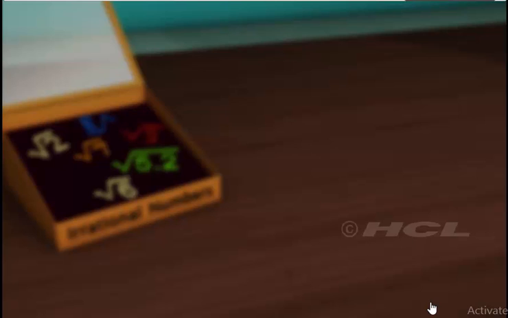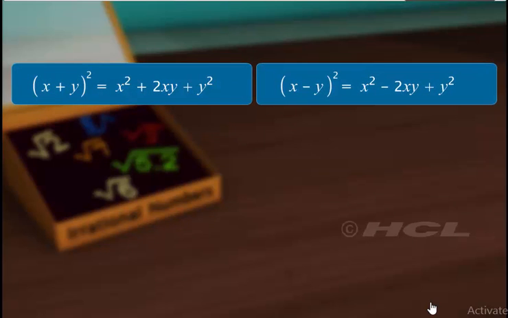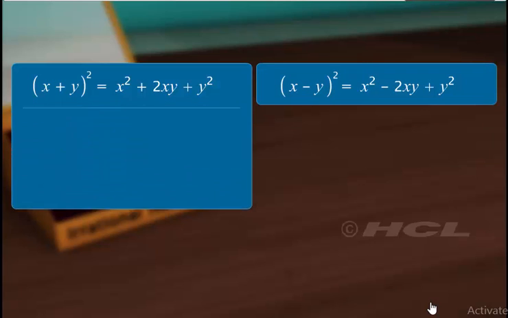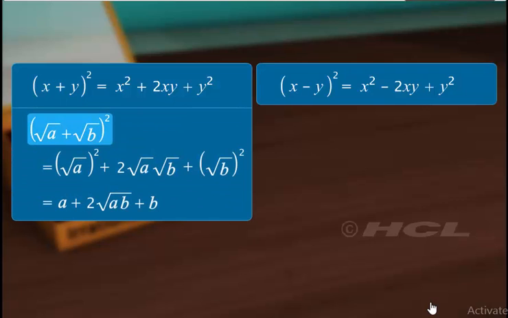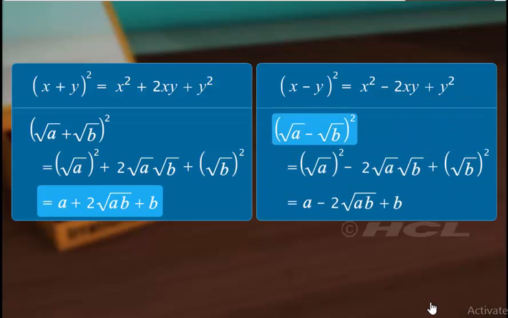Finally, using the algebraic identities x plus y whole squared and x minus y whole squared, we can write similar identities for irrational numbers. The square root of a plus the square root of b whole squared is equal to a plus 2 root ab plus b. And the square root of a minus square root of b whole squared is equal to a minus 2 root ab plus b.